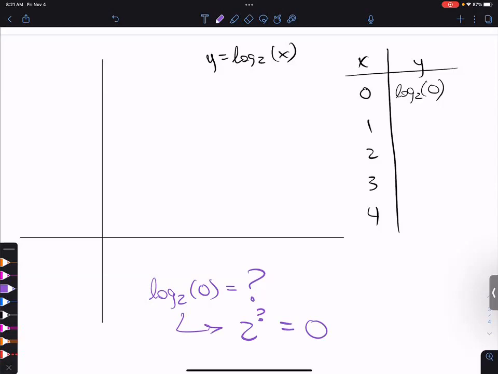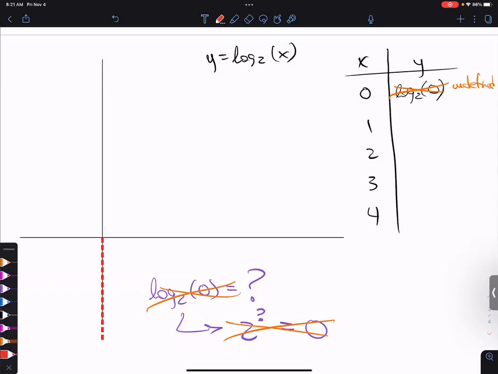Can you take a power of a positive number and get zero? No, right? You can get close to zero. That's why exponentials do that horizontal asymptote thing. That doesn't work, which means this doesn't work, which means that's not a thing, right? That's undefined. That's why we get that vertical asymptote here.